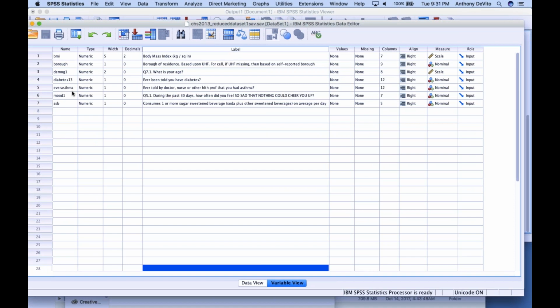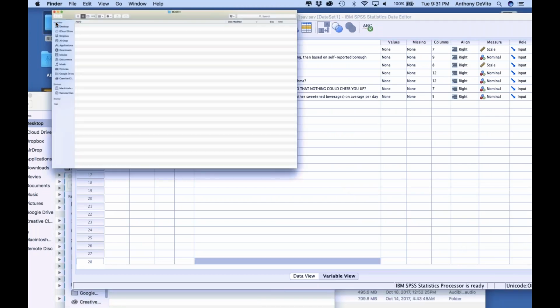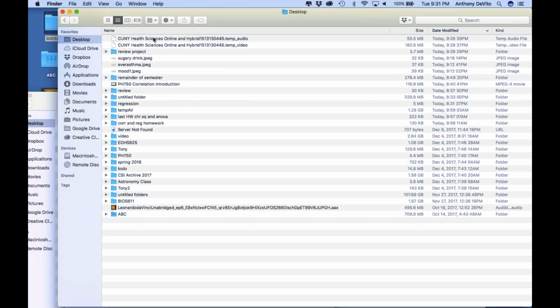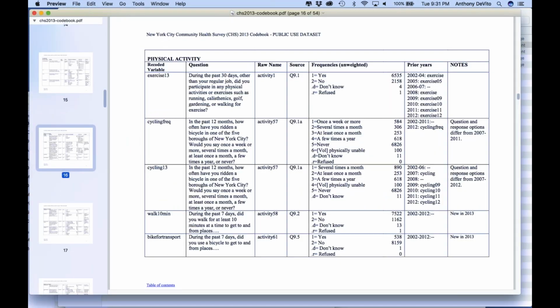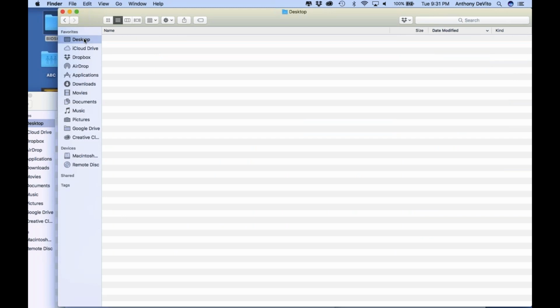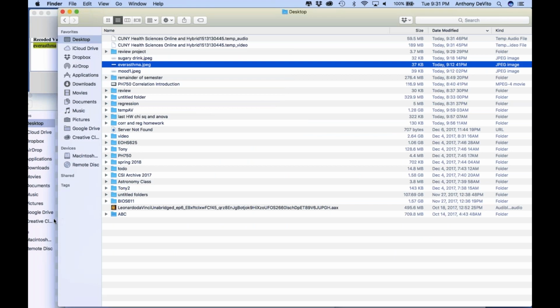Okay, so for instance, ever asthma. What represents a 1 and what represents a 2? Let's take a look at our code book again. Okay, so where did our code book go? Let's see, desktop and, eek. Okay, code book. Here's our code book. Actually, I don't even have to do that, do I? Didn't I save those to the desktop? I think I did. Yeah, ever asthma. Let's see what that said. It said that 1 equals yes and 2 equals no. Good, now I can code that.